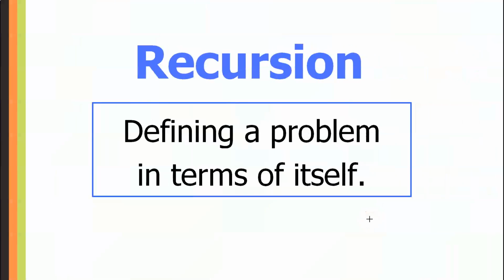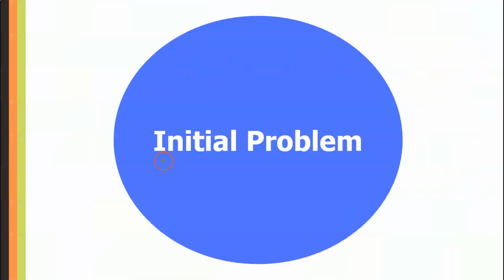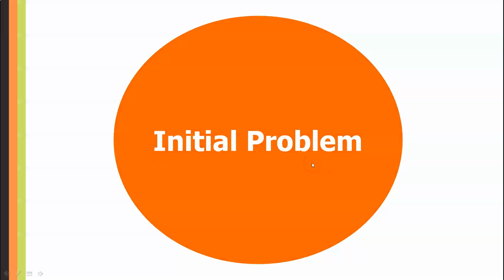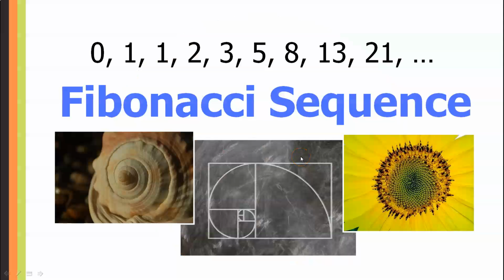Well, recursion means defining a problem in terms of itself. We're basically going to take an initial problem and break it into smaller versions of the same problem that we're going to solve individually. Once we have all the individual results, we are going to combine them and solve the initial problem with those solutions.